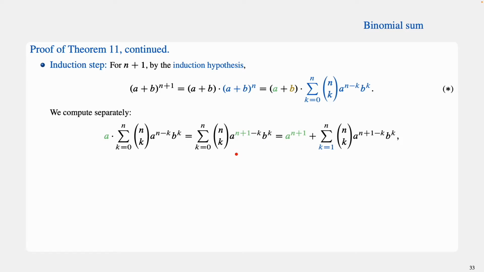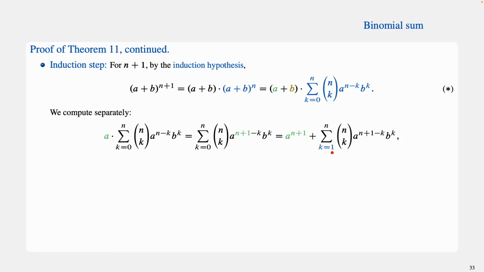Now I do the following. The sum starts at index 0, and I move the first summand out of this summation. The first summand here is n over 0, which is just 1, with k equal to 0, so I have a to the power of n plus 1 times b to the power of 0, so times 1. So the first summand is just a to the power of n plus 1. And then I write down the remaining sum here starting at index k equal to 1.